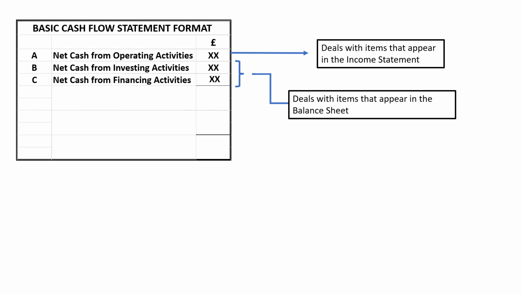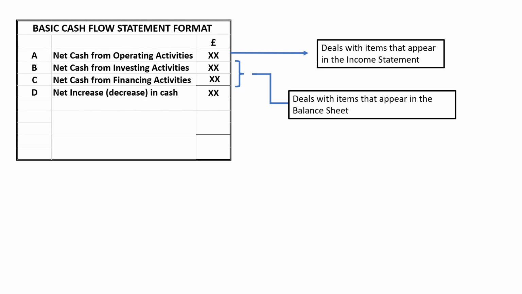The net cash from investing activities and the net cash from the financing activities deal with items that appear in the balance sheet. The investing activities relate to the acquisition of non-current assets, and the financing activities relate to how those non-current assets, and also working capital, have been financed.